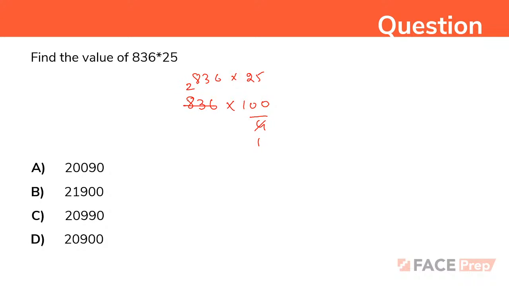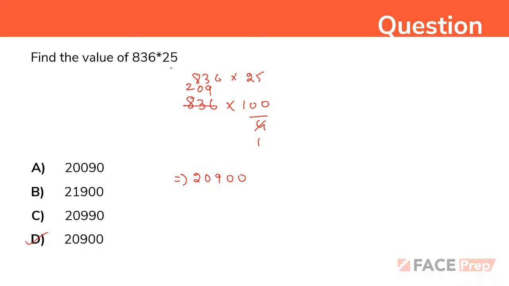So the remainder is 3. So what we can do is take a 0 over there. So that will be 0 and then 36 will be there. So 4 nines are 36. So the answer will be 20900. So the answer is option D.